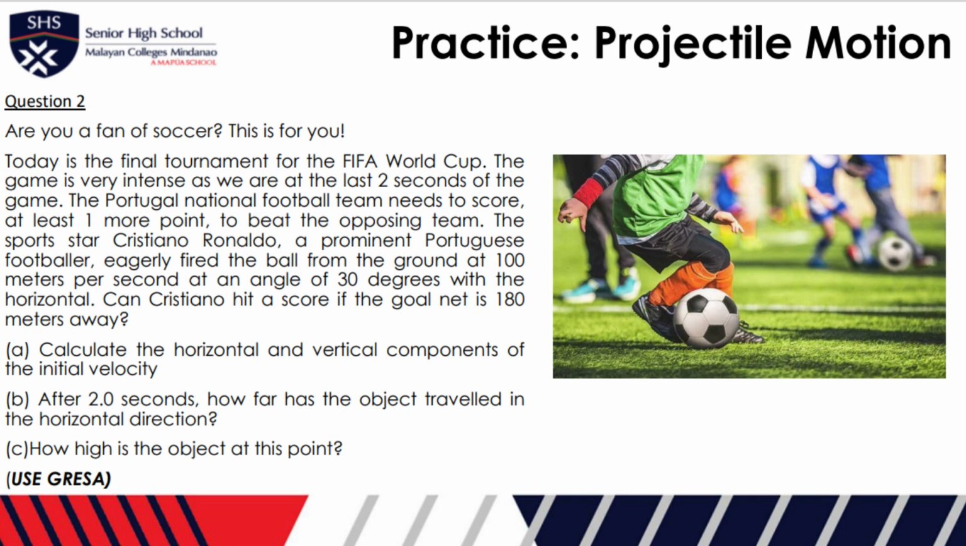The sports star Cristiano Ronaldo, a prominent Portuguese footballer, eagerly fired the ball from the ground at 100 meter per second at an angle of 30 degrees with the horizontal. Can Cristiano hit a score if the goal net is 180 meters away? Question letter A. Calculate the horizontal and vertical components of the initial velocity. Question letter B. After 2.0 seconds, how far has the object traveled in the horizontal direction? Question letter C. How high is the object at this point?